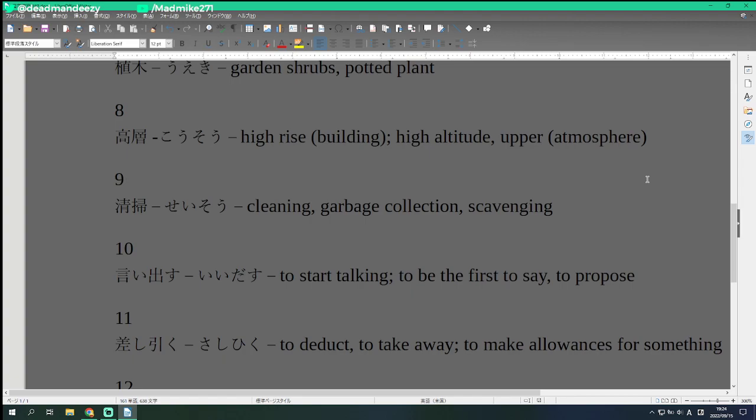Seiso is cleaning or garbage collection. Seiso also means scavenging, garbage collection, or cleaning.